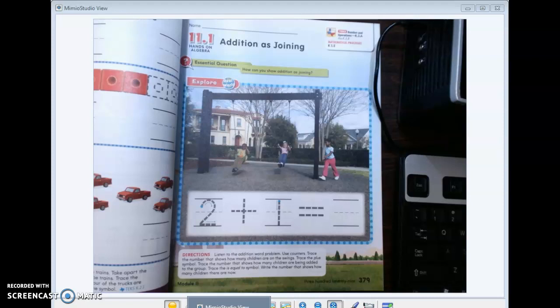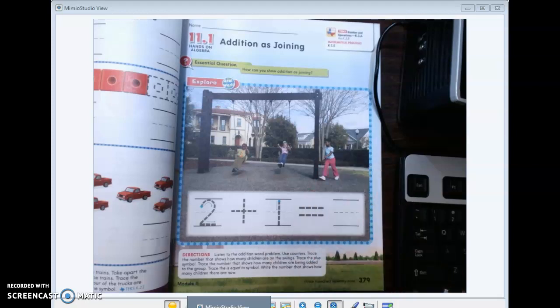Hello friends! Today we're going to practice addition by joining objects, pictures, and numbers. This is important because it will help you learn how to count money, find the total amount of objects, and many other important things. So let's look at this picture.